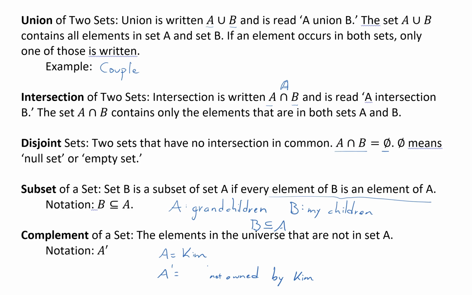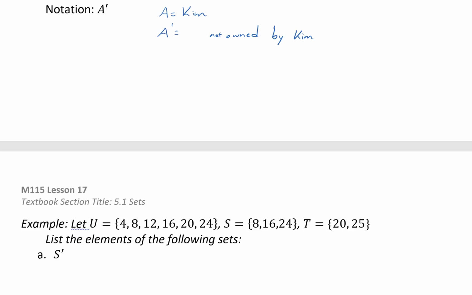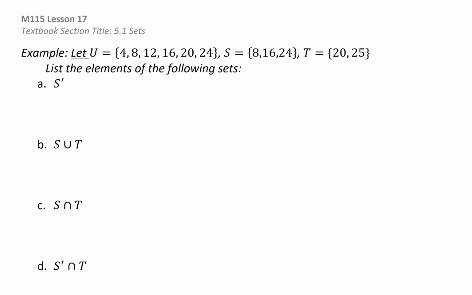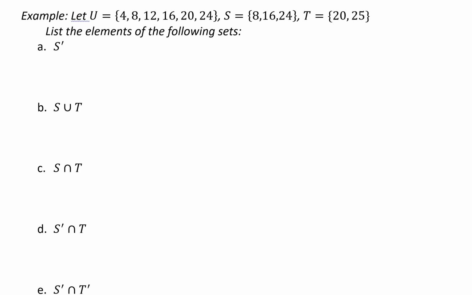Okay, let's take a look at a further example that helps us walk through those. I took two generic sets. I call them set S and set T, and I also created a universe. So my universe is all the numbers that are multiples of 4 up to 24, and my set S is the multiples of 8 up to 24. And then I have just two random numbers in set T. They're 20 and 25.